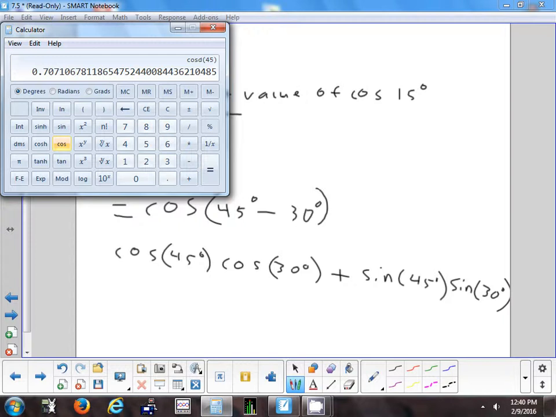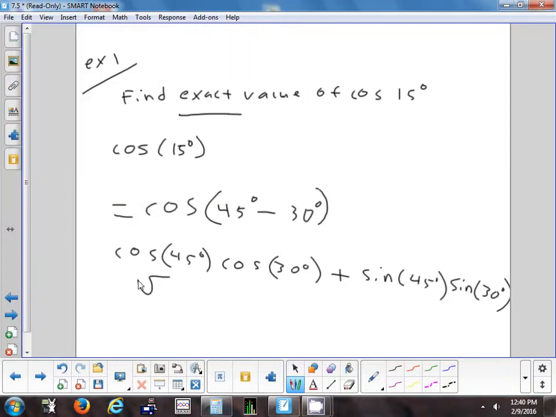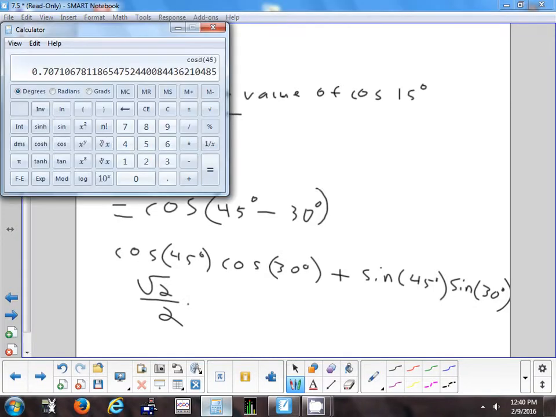Anybody remember how you get this from the square root of 2? Square root of 2 is about 1.4. Square root of 2 over 2? Yeah, this is the square root of 2 over 2. It'd be really time consuming if we had to draw the unit circle and derive this. So we just have to know it. Okay, so 0.707, that's your square root 2 over 2.